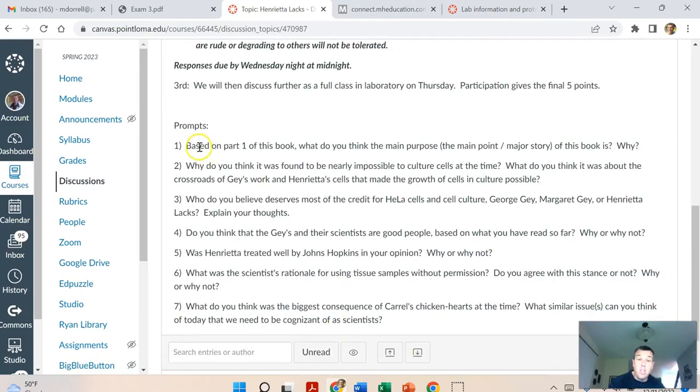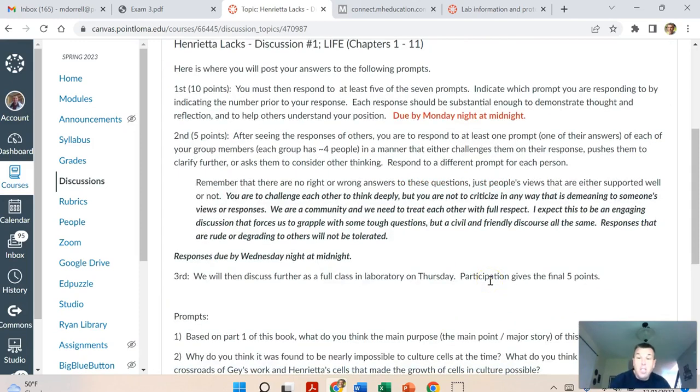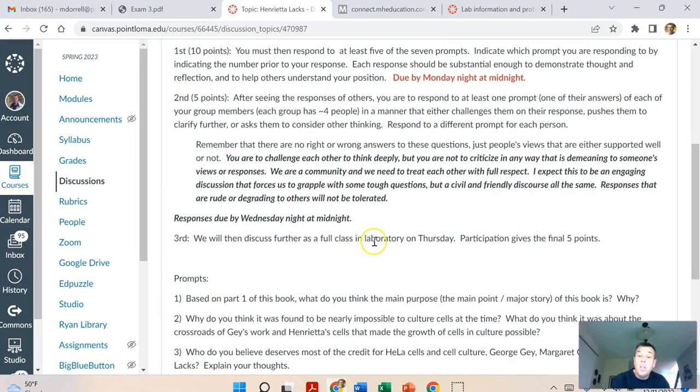So basically on your discussion board, you're going to answer 5 of these 7 by that Monday. And then you're going to respond to one of the prompts for each person, all right? And you're really going to challenge them to think. This is a great way to engage in a bioethical discussion and so forth. Those responses are due by Wednesday, and then we're going to discuss as a class in full in lab, usually during some incubation times, etc.